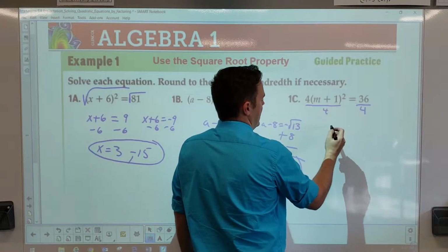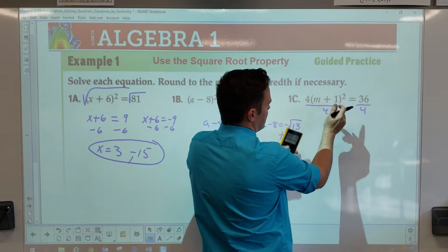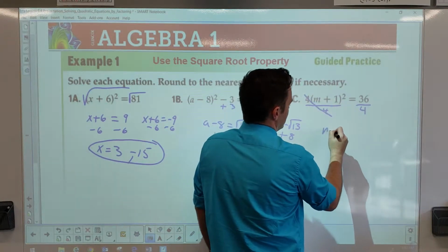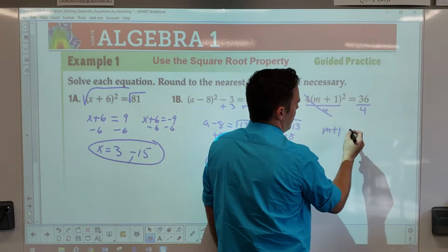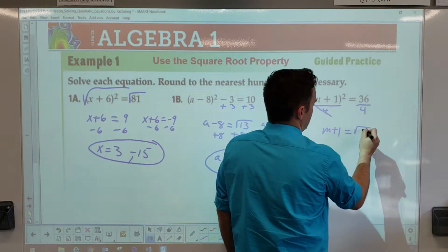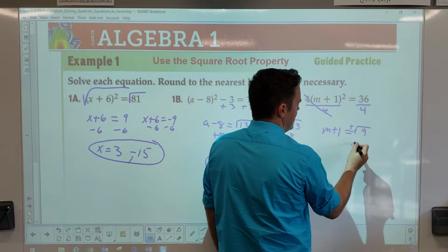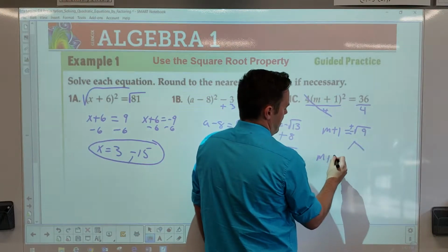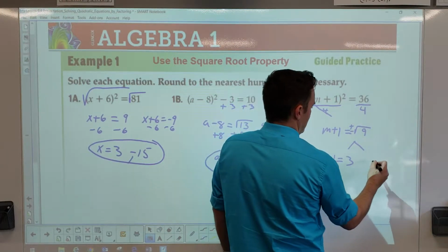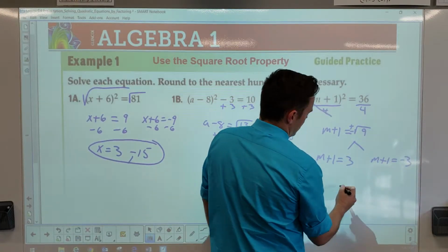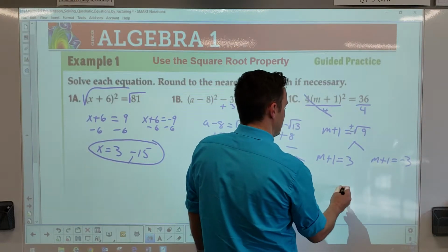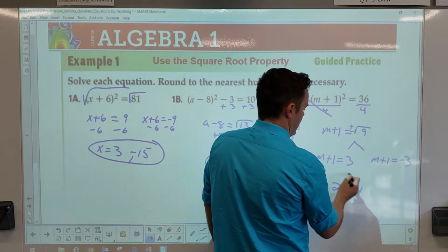Okay, and then if you do that, you're left with m plus 1, so these cancel out. So it's going to be m plus 1, and then 36 divided by 4 is 9. So it's going to be plus or minus the square root of 9. Split it up. M plus 1 equals 3, and then m plus 1 equals negative 3. So your answer here, subtract 1, is going to be 2 and negative 4.